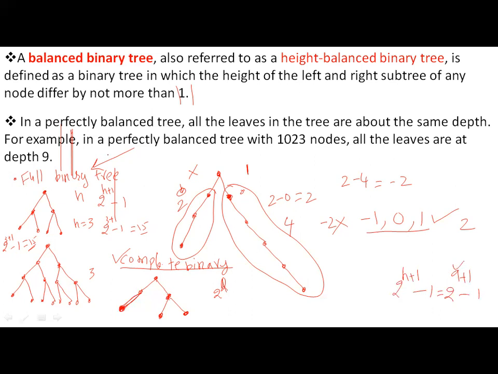Height, it's a perfectly balanced tree. For a perfectly balanced tree, height is equal to depth. Height and depth are both the same. So that's why with 1023 nodes, the leaves are at depth 9. See here, with 15 nodes, the leaves are at depth 3. How did you get this? 2 power 3 plus 1. Similarly here, 2 power 9 plus 1. So that's why they are at depth 9. This is how you can calculate from the formula.